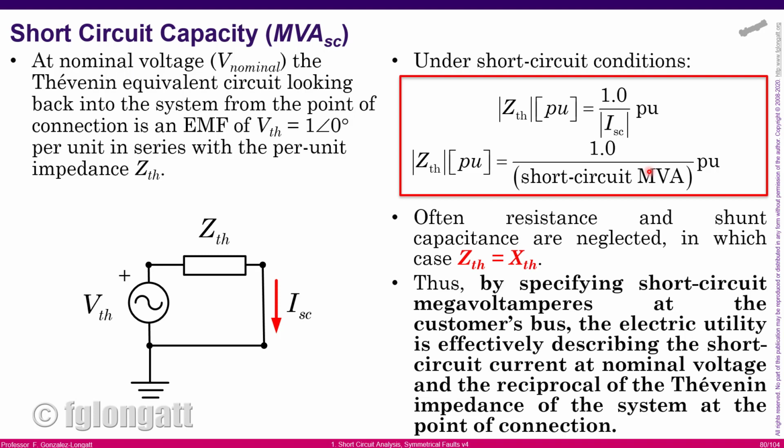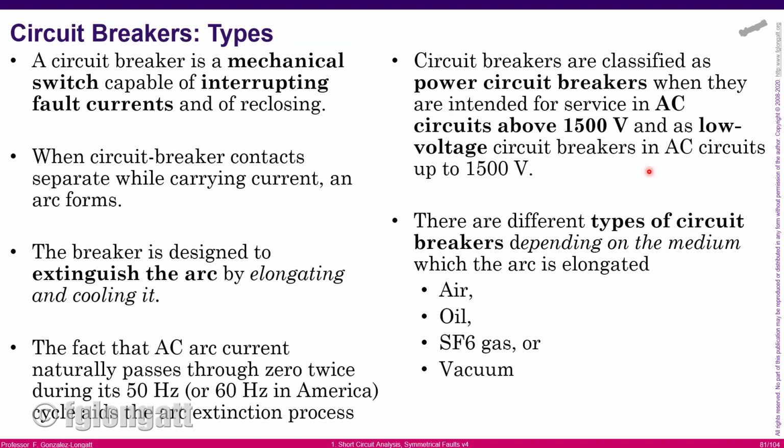It's beautiful. The short circuit capacity, the MVA of short circuits, can be used to create the Thevenin equivalent model of a system. Okay, but this Thevenin model is for short circuit calculations. Now I would like to go more into the selection of circuit breakers.